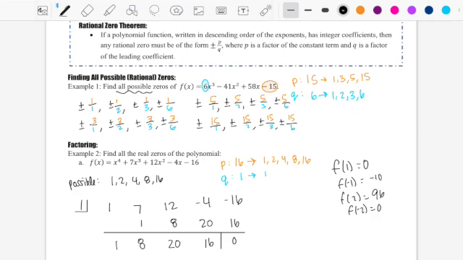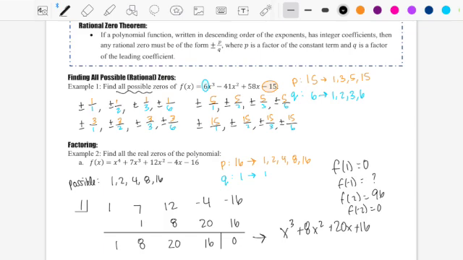Okay, f of 2 comes out to be 96, and f of negative 2 comes out to be 0. I just did the first couple here to see what would come out. I also want you to notice, though, that when I tried 1, we got a 0 remainder. That leaves us with x to the third plus 8x squared plus 20x plus 16.